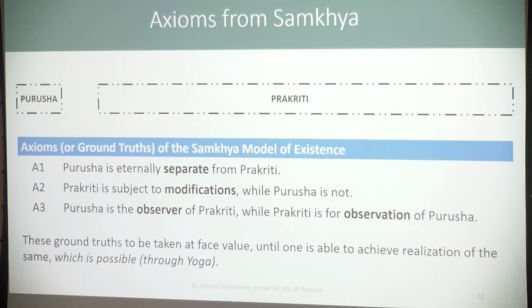So what you are saying is that these two are eternally separate, but there is a relationship, like you are able to observe, and your friend is also able to observe you. Here it is said that only Purusha is the observer. Only Purusha is able to observe, and Prakriti is for the observation of the Purusha. All the different things that we see in this existence are modifications of the same Prakriti, and we are the observers seeing that Prakriti.